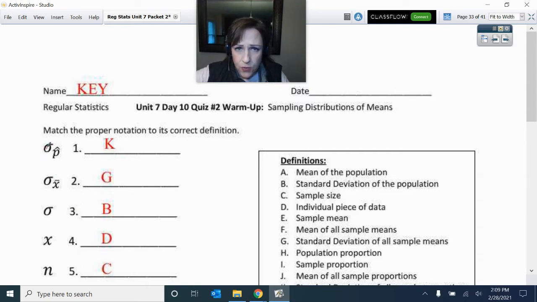And then you look at these two, and one of them has to do with sample proportions and sample means. You can see that the X bar is your sample mean, so that's the standard deviation of sample means and the standard deviation of sample proportions. So grouping things together like that can help.